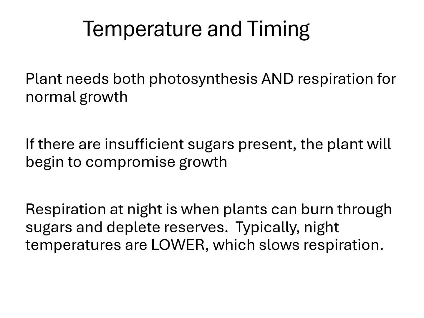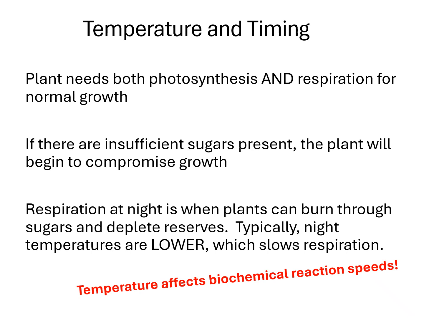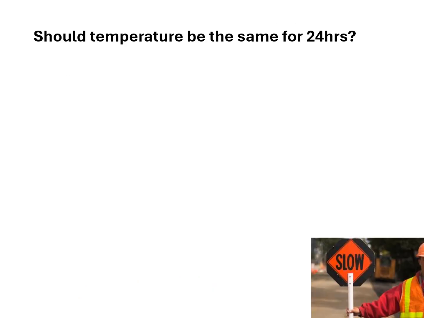So we have respiration at night when plants are burning through those sugars and they can deplete the reserves. Now, typically, temperatures are lower at night, which does help in slowing respiration. But there is a scenario where respiration ends up consuming more than what we have. So we got to be careful about that. Should temperature be the same for 24 hours?